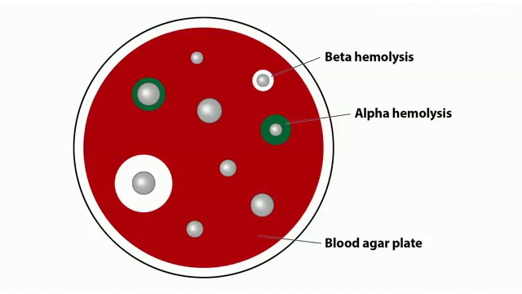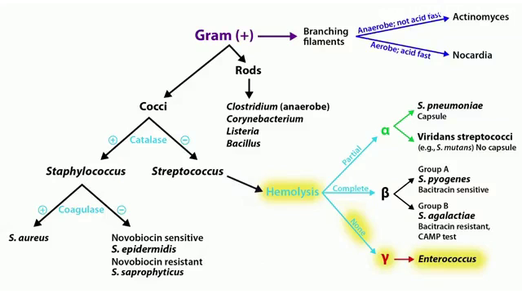And finally, there is gamma hemolysis, and this occurs when there's no hemolysis. So there's no little ring of any kind of discoloration around that bacterial colony, and this is typical of Enterococcus. So a catalase negative gram-positive coccus without hemolysis on blood agar is likely Enterococcus.